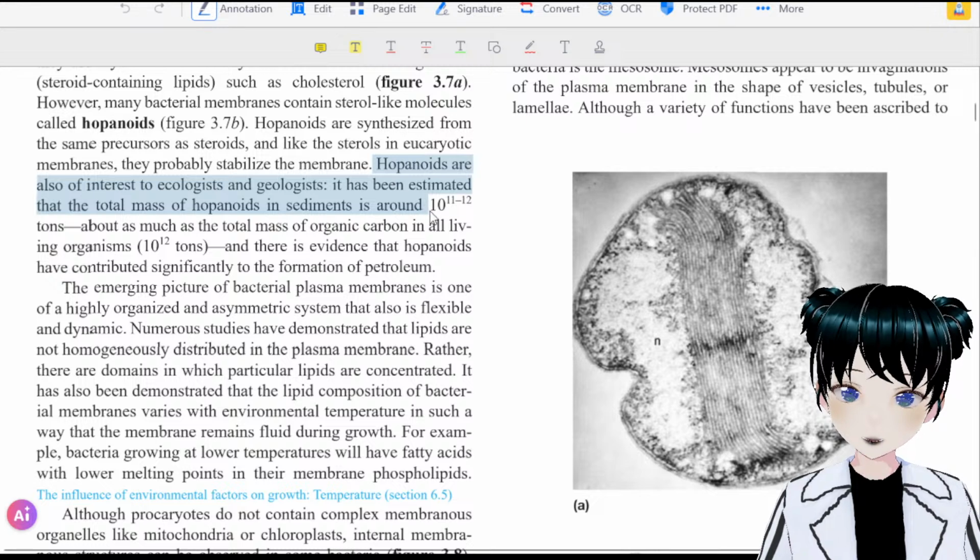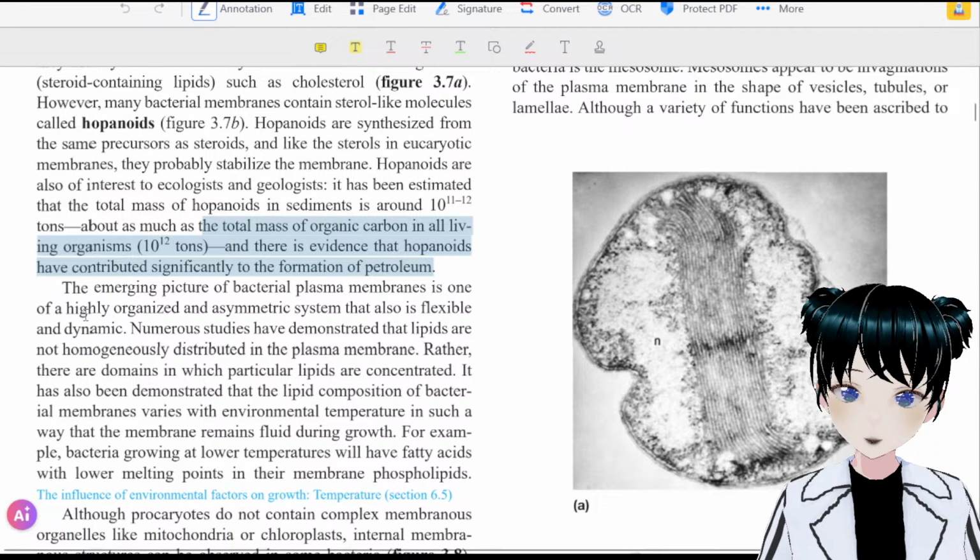It has been estimated that the total mass of hopanoids in the sediment is around 10 raised to power 11 to 12 tons. They are saying that it is important for ecologists and geologists because the mass of the hopanoids in the sediments is 10 raised to power 11 to 12 tons, which is about as much as the total organic carbon in all living organisms, and there is evidence that the hopanoids contribute significantly to the formation of petroleum. They are saying that they are the same in amount as the organic carbon, and they help in the formation of petroleum.